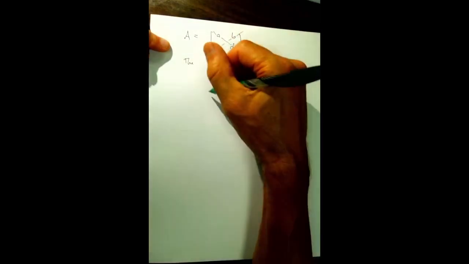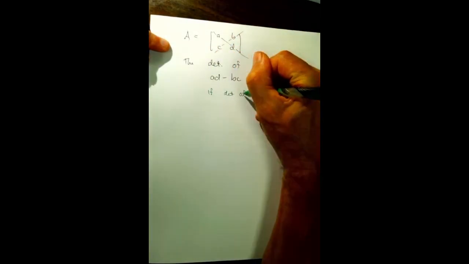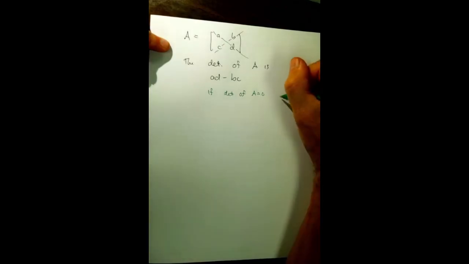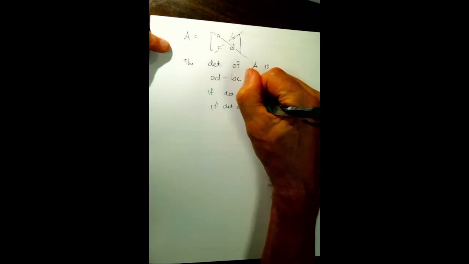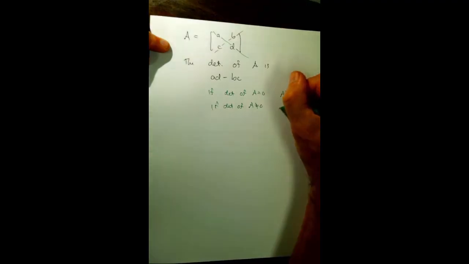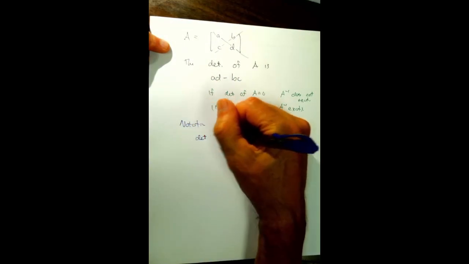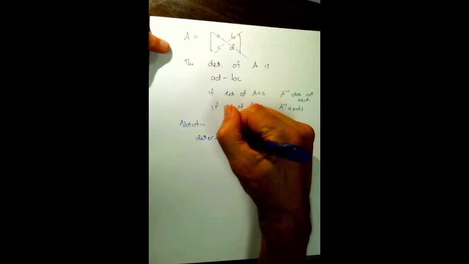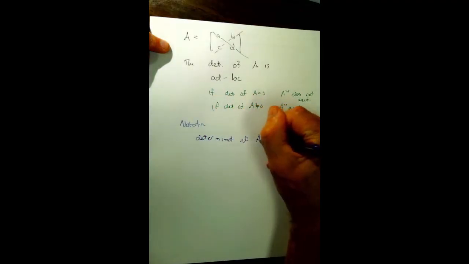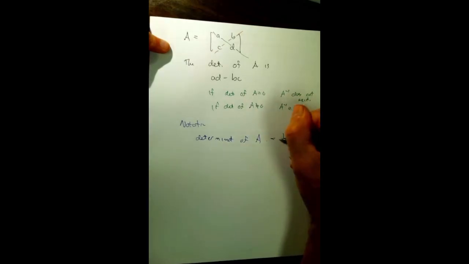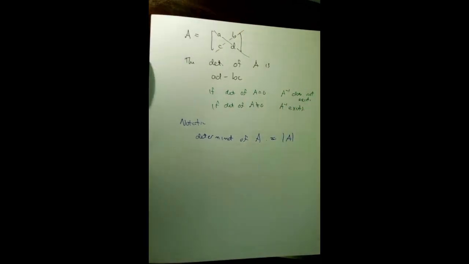And if this is 0, then A inverse does not exist. If the determinant of A is not equal to 0, A inverse exists. And the notation is, so we don't really like writing out determinant of A every time. So we just write it like this, and it looks like absolute values, but it's not.